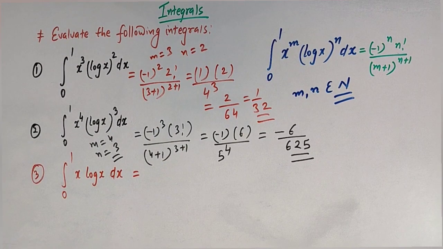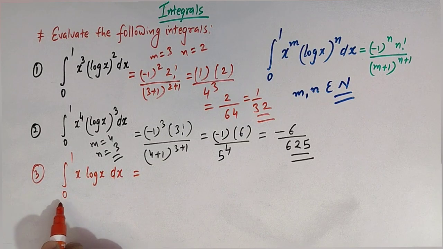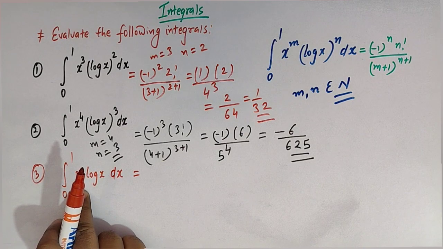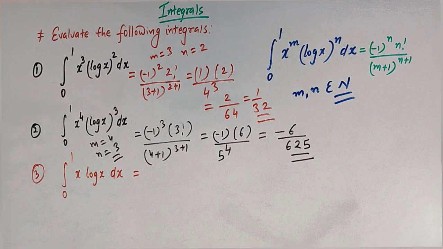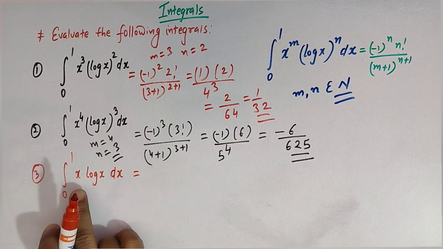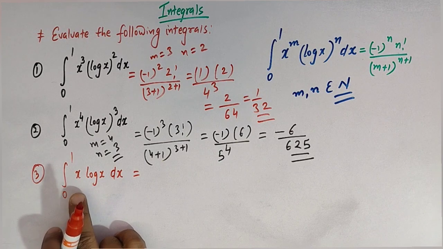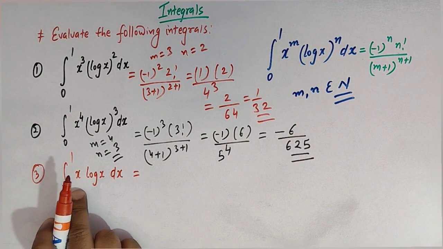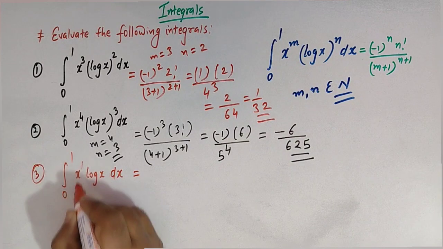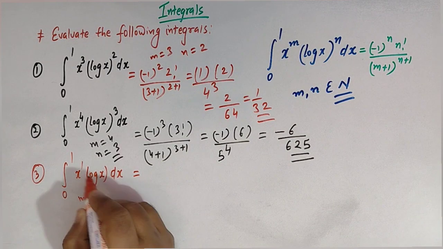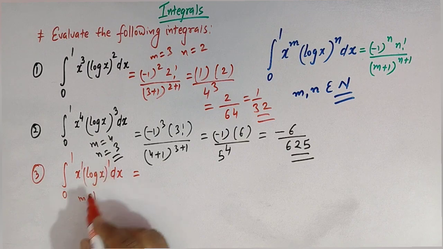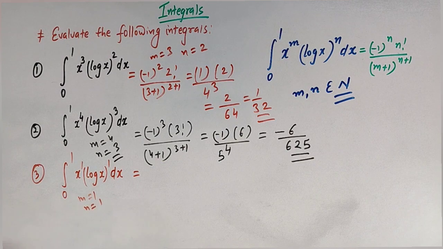Now let us consider a third problem. Here we have 0 to 1 x log x dx. This is a very well-known problem, and we can solve this integral by making use of integration by parts. We can also verify the result by making use of integration by parts. Here we'll solve this integral with the help of this formula. If we compare this integral with this one, then the value of m is 1 and the value of n is also equal to 1, because here we have x raised to 1 and log x raised to 1. So n and m both are equal.